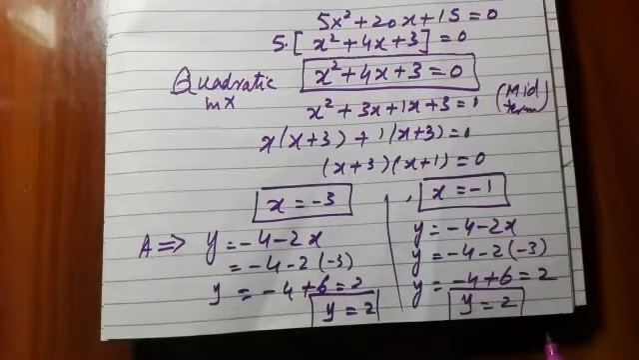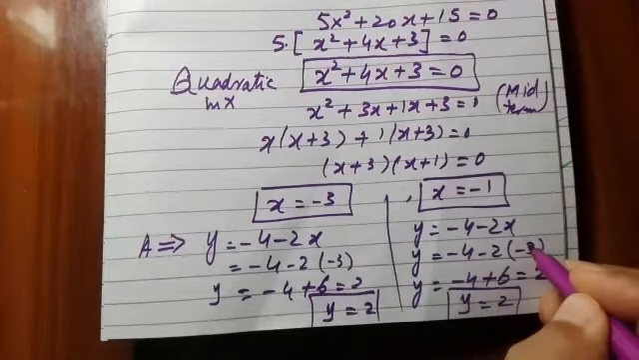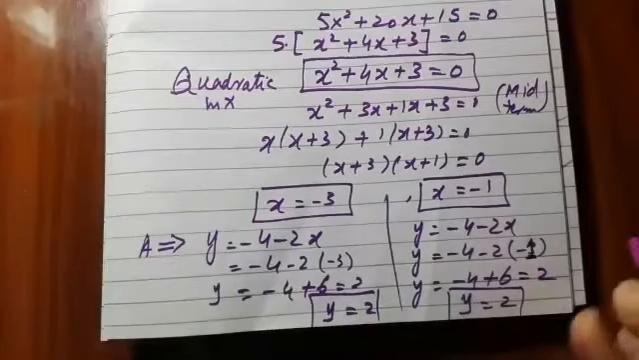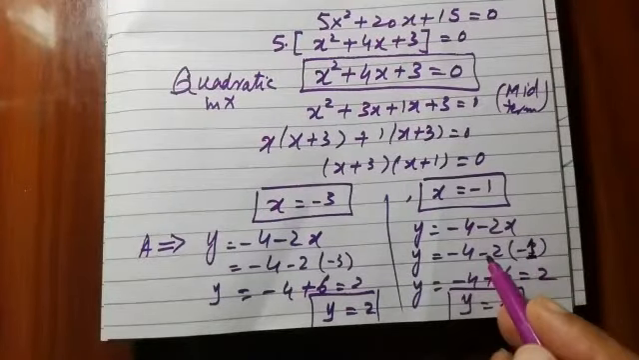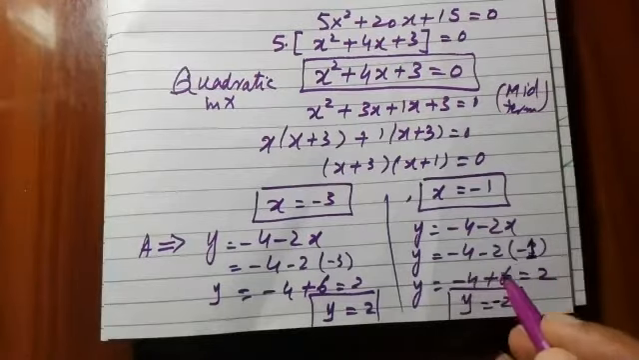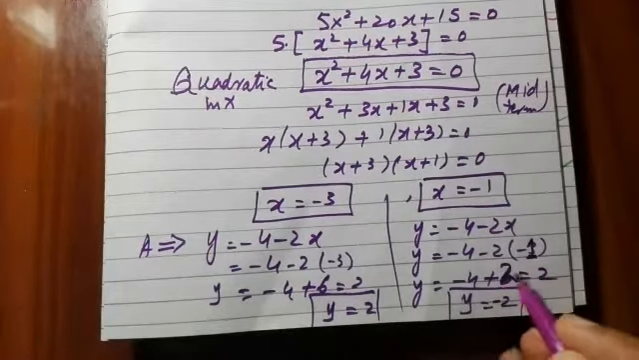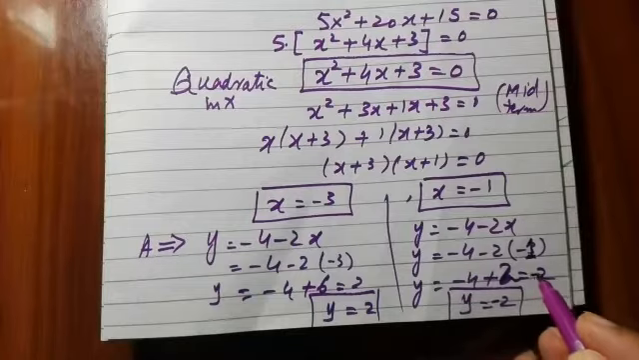Yes, one value of x is minus 1. Okay, fine, thank you. If it is minus 1, then it will generate plus 2 and the answer will be minus 2. Fine. So it will become minus 2.